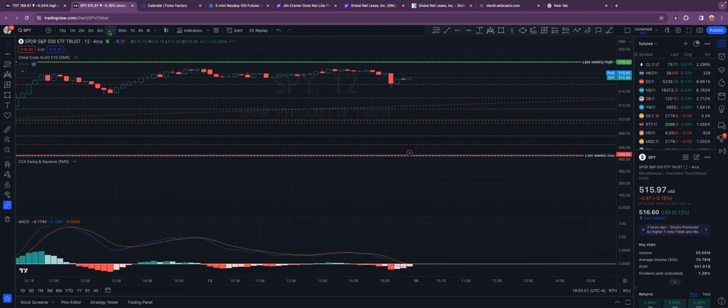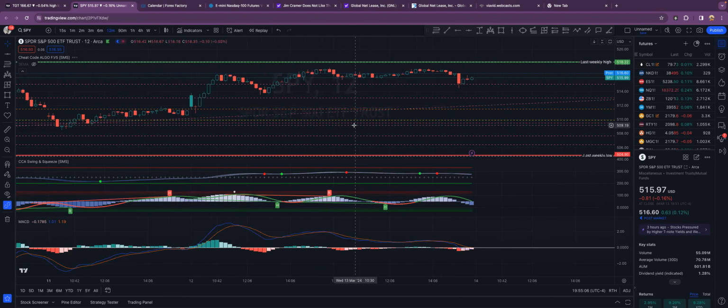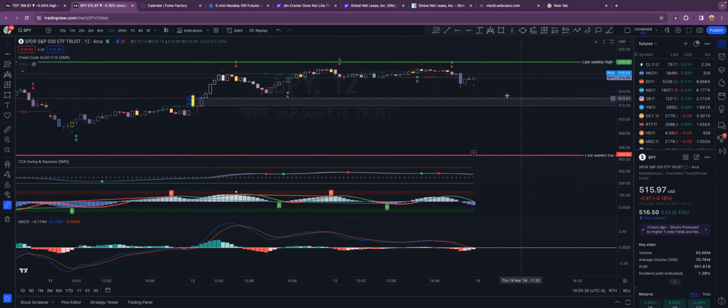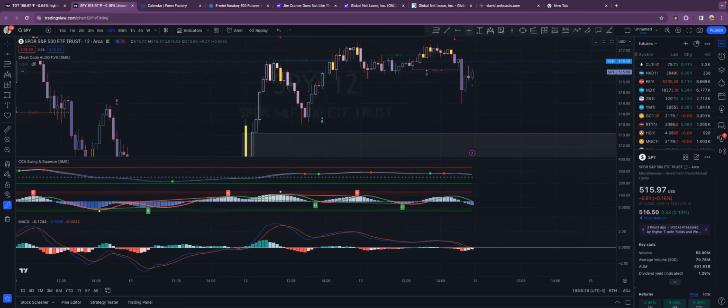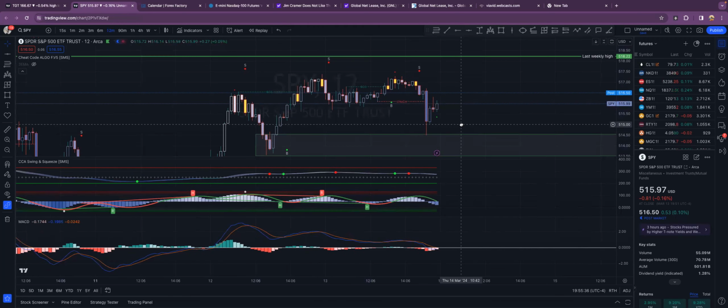Let me get on this 12-minute chart real quick. I'd like for them to come back here. All right, let me get rid of this fib. I also had this OB. That's what they tapped into. Damn, SPY 500.